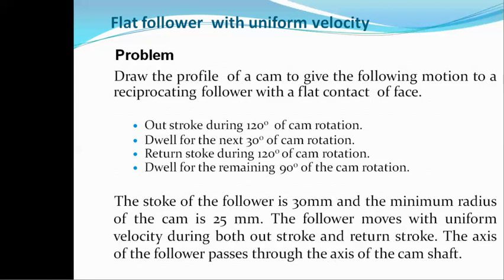So here in this case, we have to draw the cam profile for a flat faced follower, and its stroke length is 30 mm and the minimum radius of the cam is 25 mm, and the angles are given for us. And the motion of the follower is uniform velocity in both outstroke as well as return stroke. So that will be the data here.